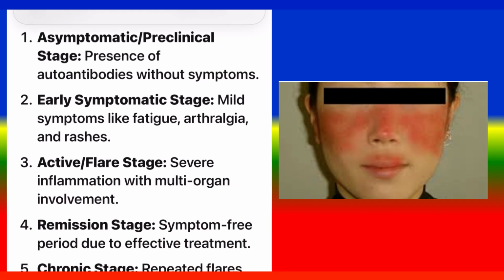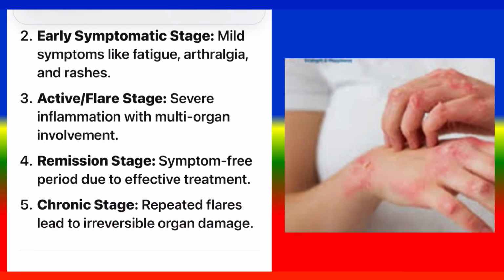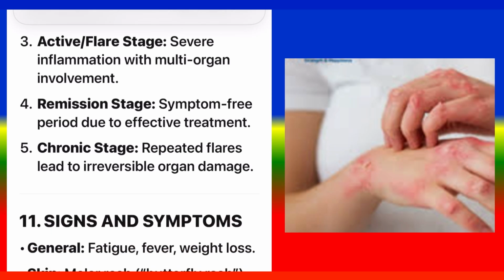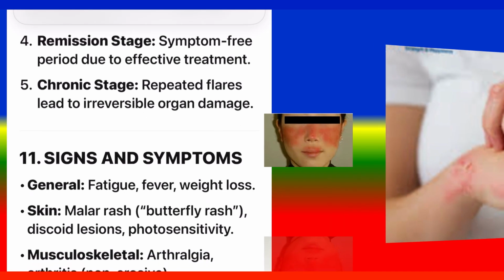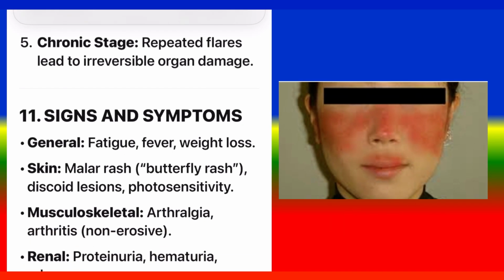1. Asymptomatic preclinical stage. Presence of autoantibodies without symptoms. 2. Early symptomatic stage. Mild symptoms like fatigue, arthralgia, and rashes. 3. Active flare stage. Severe inflammation with multi-organ involvement. 4. Remission stage. Symptom-free period due to effective treatment. 5. Chronic stage. Repeated flares lead to irreversible organ damage.